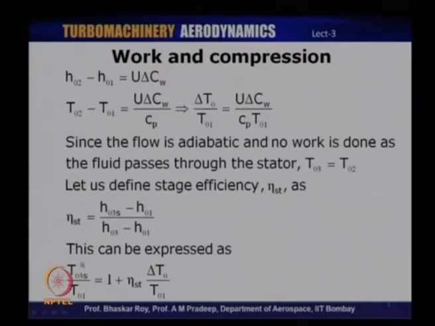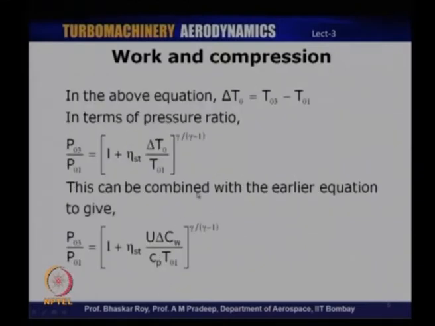So, here we have expressed the stagnation temperature ratio in terms of the stage efficiency, delta T naught, and the inlet stagnation temperature. In this expression, delta T naught represents the net change in stagnation temperature across the stage, which is basically the actual stagnation temperature rise, T03 minus T01.